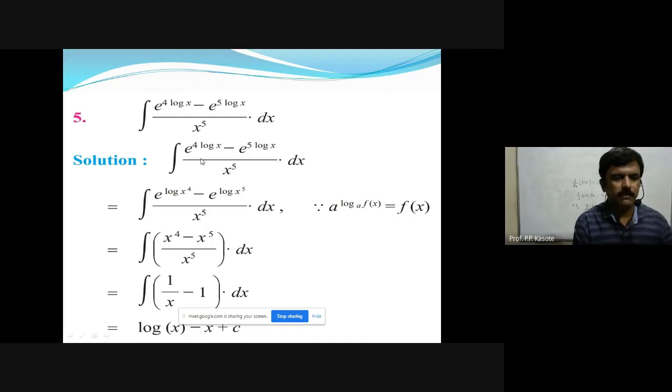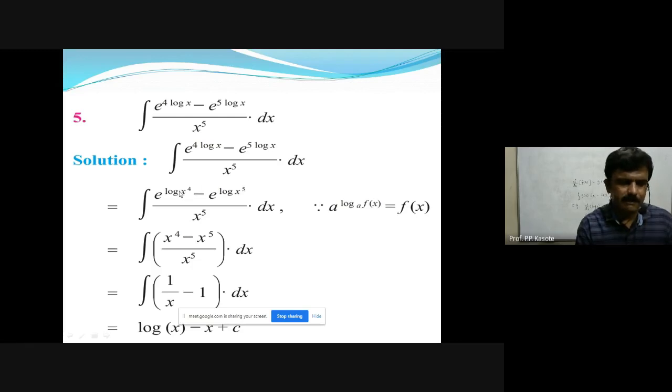Now, in the given function, we are given 4 log x. So for our convenience, we have written it as log x raised to 4. Similarly, e raised to 5 log x is there. We have written it as log of x raised to 5. It means that the first term we have simplified as e raised to log x raised to 4 minus e raised to log x raised to 5.